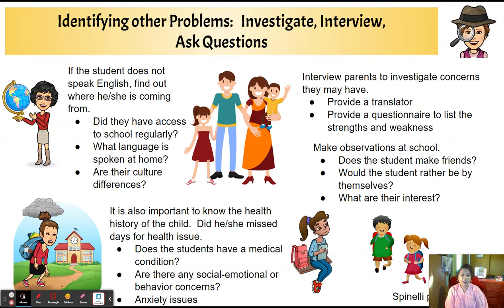Interview parents to investigate concerns they may have. Provide a translator. Provide a questionnaire to list the strengths and weaknesses. Okay, make observations at school. Does the student make friends? Would the student rather be by themselves? What are their interests? It's also important to know the health and history of the child.